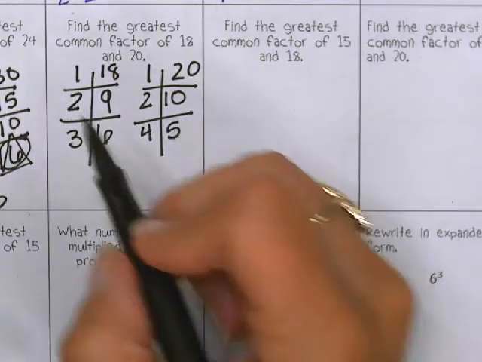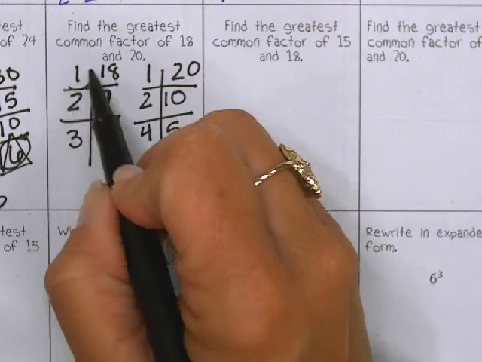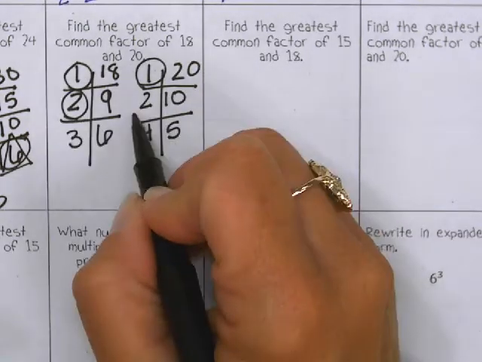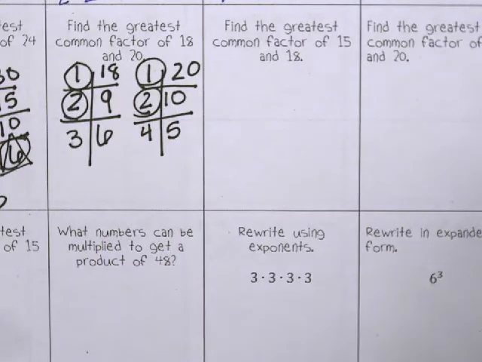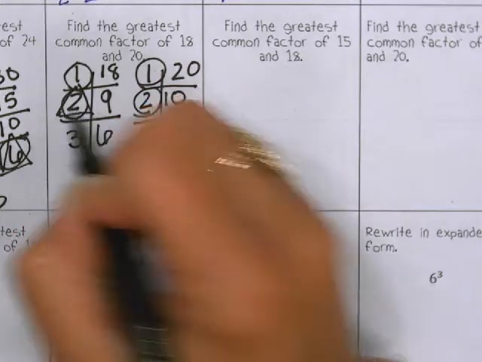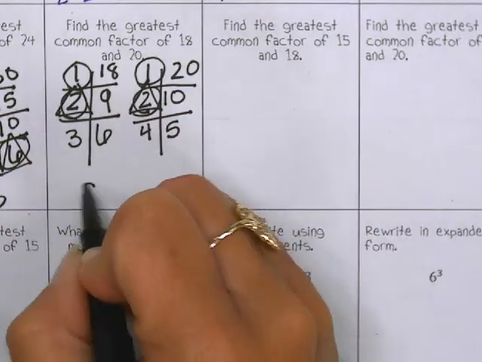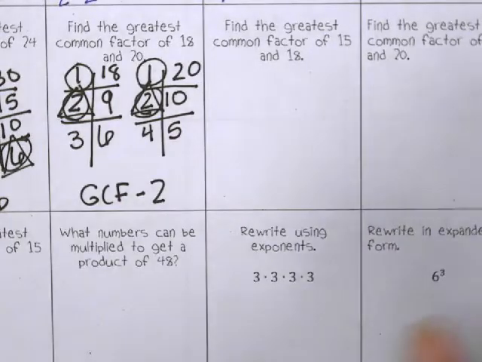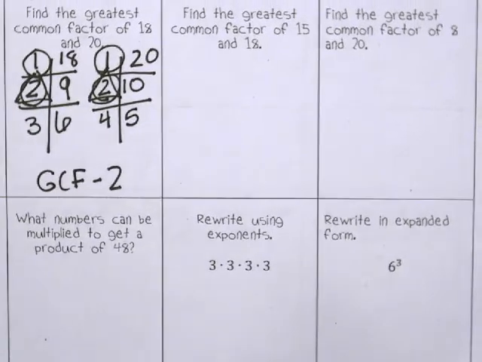So now again, I'm going to circle all the factors that are in common. 1 is in common. 2 is in common. And I don't have any other that are in common. So I'm going to put a triangle around that 2. And my greatest common factor is 2. So now I'm moving over to greatest common factor of 15 and 18.